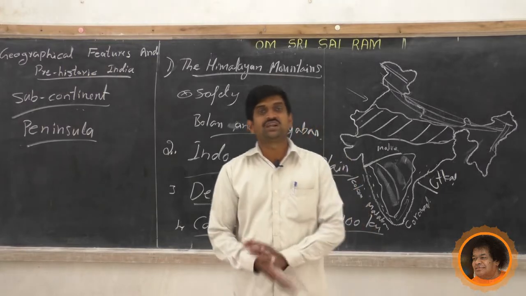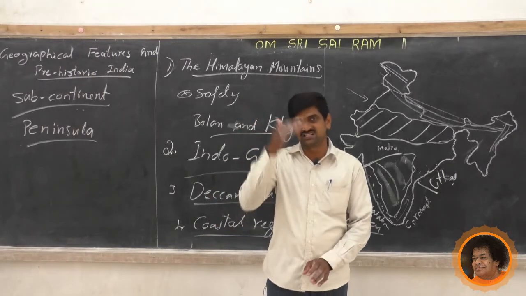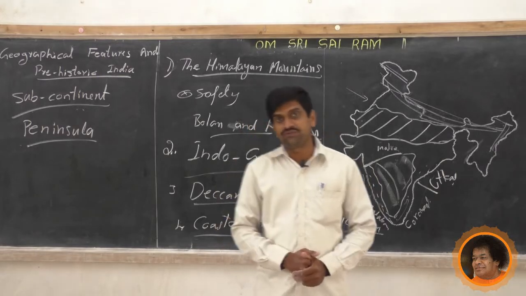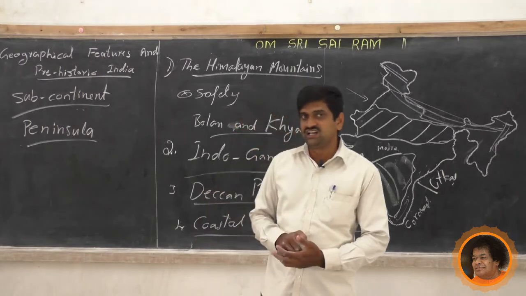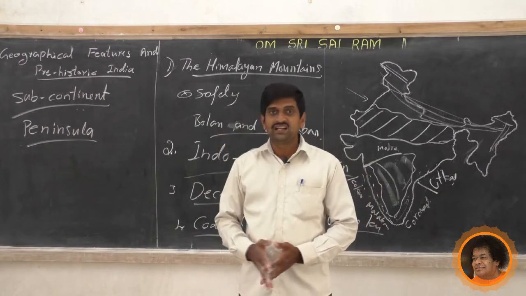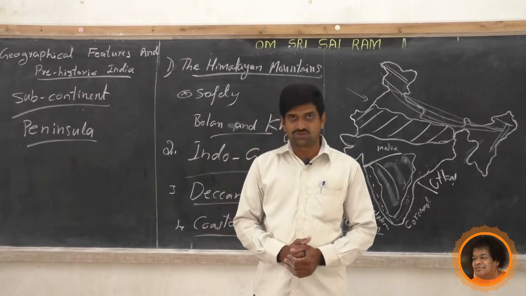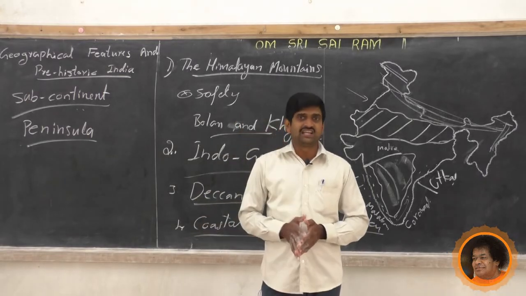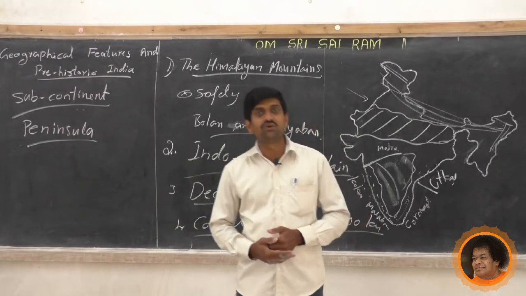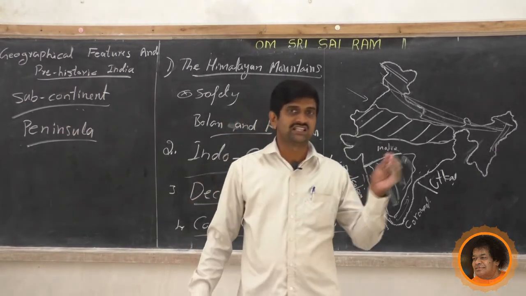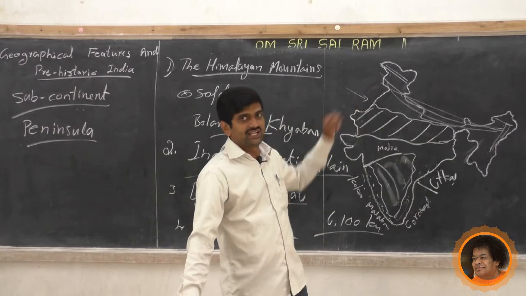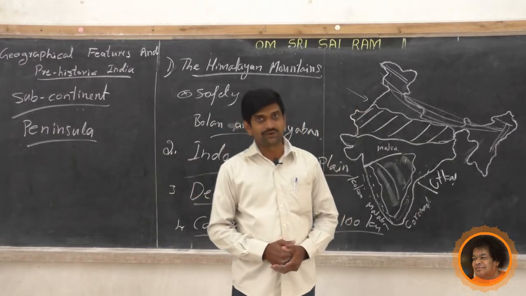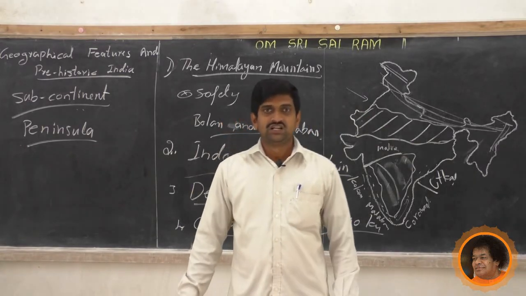So totally, in today's class we have studied the features of the geography of India. India is called a subcontinent, and also a peninsula. You must study the meaning of these two terms. After that we saw the 4 divisions of India: the northern mountains, next the Indo-Gangetic Plains, next the Deccan Plateau, and also the coastal area.